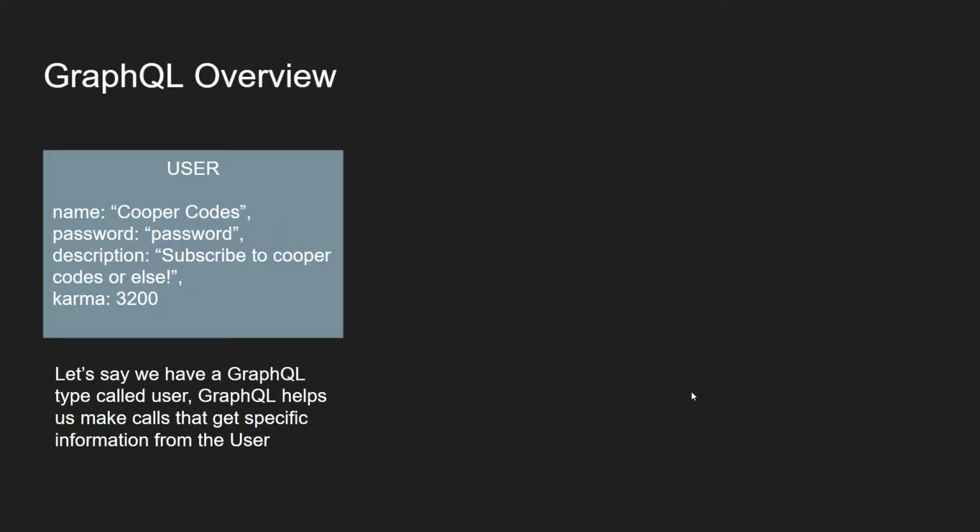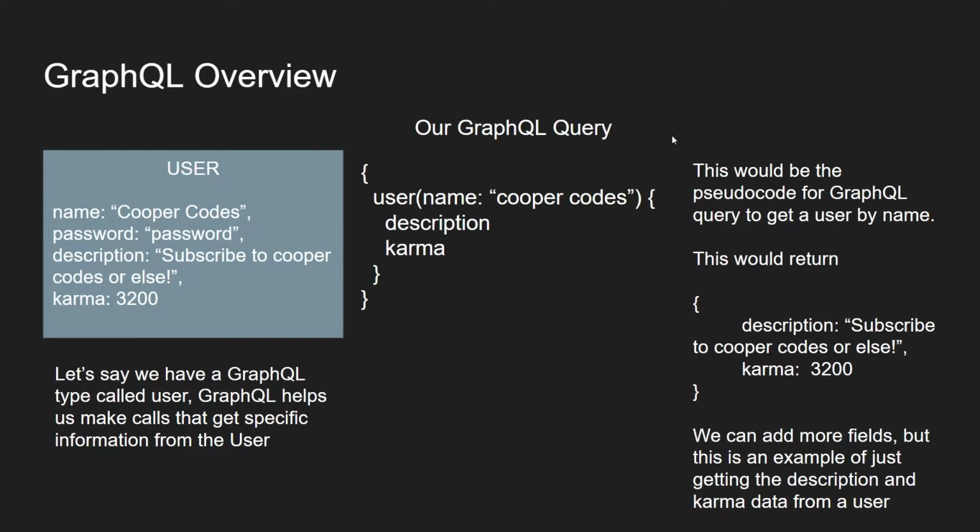So first, let's discuss this GraphQL overview. We have a user here, which is probably a type in our GraphQL, and it has a name, a password, a description, and something like karma, for example. So GraphQL helps us make calls to get specific information from the user. So our GraphQL query is going to look like something in the middle here. We're going to take the user type, and we're going to search for something, for example, the name of Cooper Codes. And it's going to have description, and karma is this thing we want to get out of this user object. And so this would return a JSON object that looks something like this.